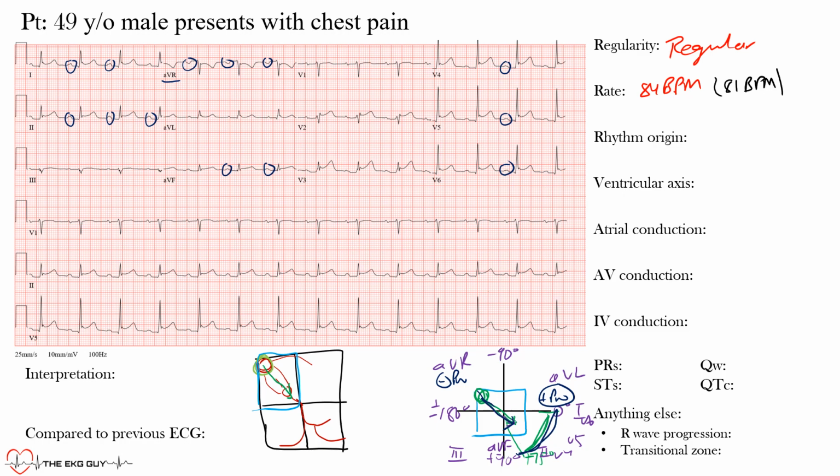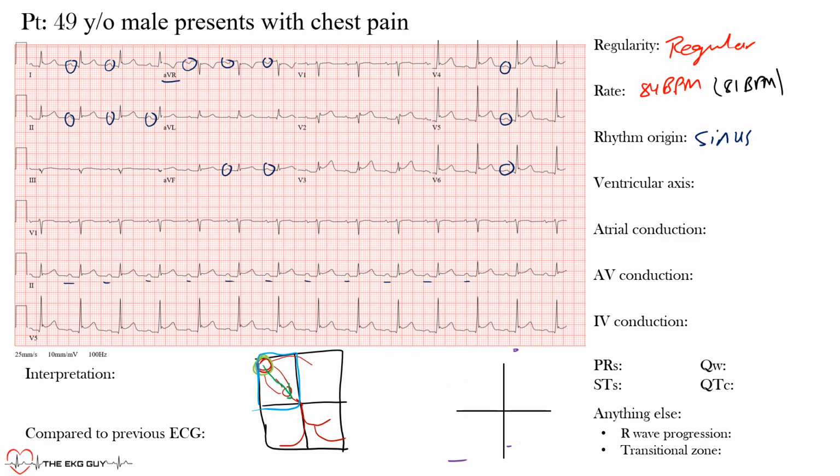Because of that, you have P waves that have the same morphology throughout. They have the normal P wave morphology, and they're upright, and negative in AVR, in those leads we discussed. Sinus rhythm is in fact present, so this is a sinus rhythm. Hopefully that makes sense. So we have sinus rhythm, a rate of about 81 beats per minute, and it's regular. So far we have normal sinus rhythm present.